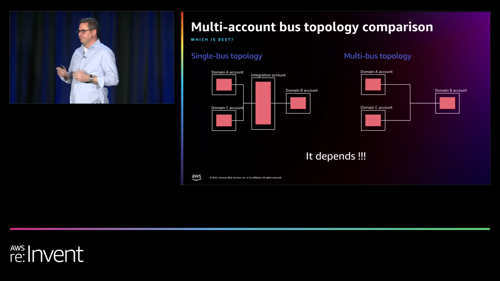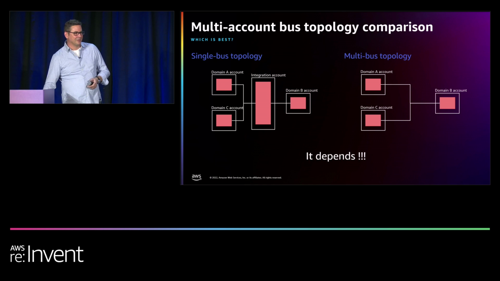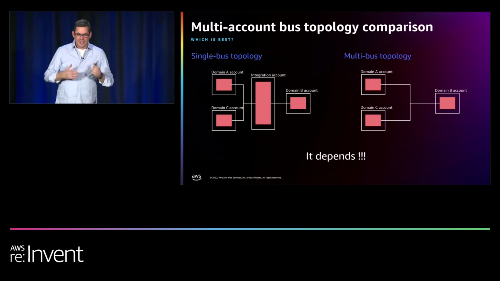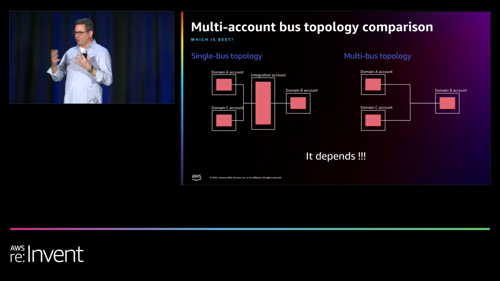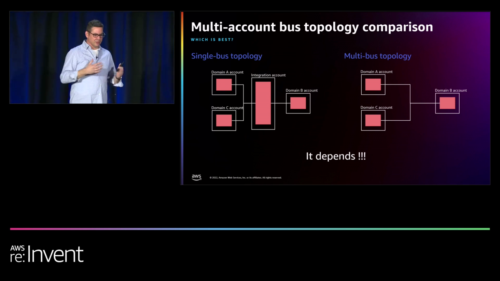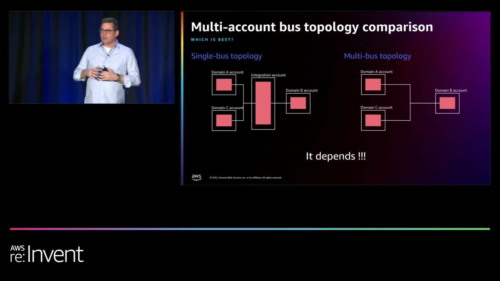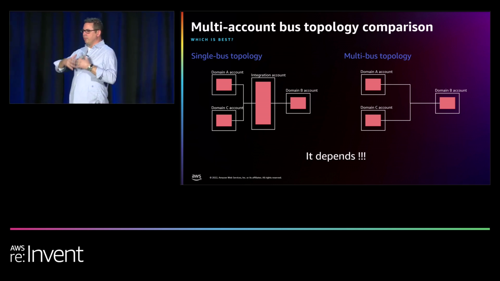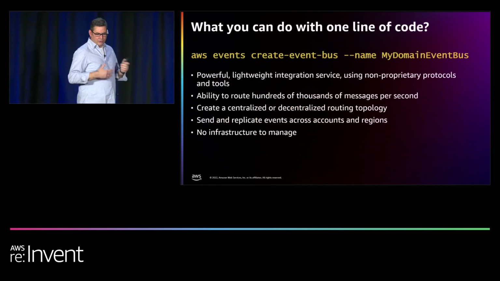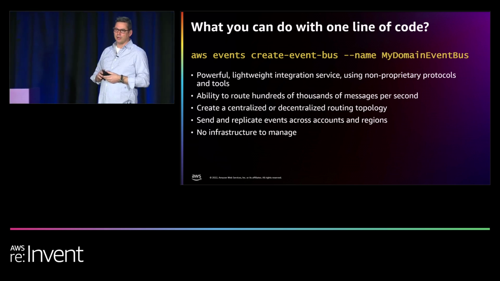So which one's better? Well, it depends. Now, I know that sounds like your classic architecture kind of answer to everything, right? But it really all depends on how you want to structure your teams and how you want to manage resources in your organization, like I said earlier. And there's nothing actually stopping you from adopting one type of topology and then evolving that to adopt another type of topology. Because fundamentally, we need to bear in mind that there's actually a lot that you can do with a single line of code.